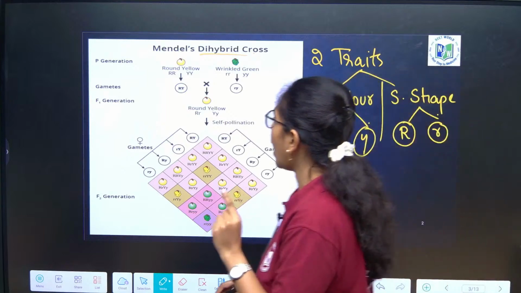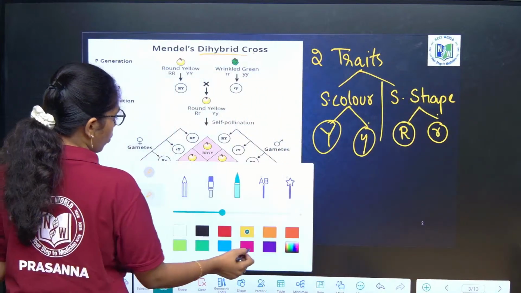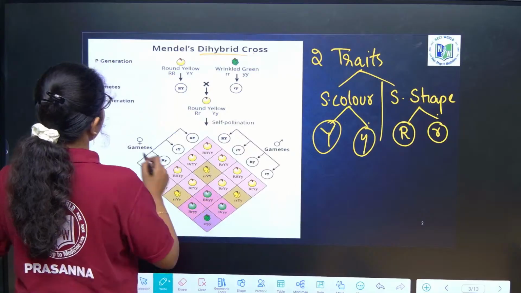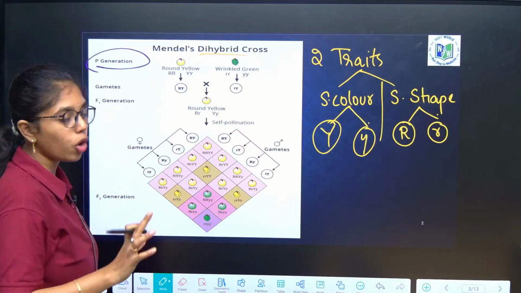Now how you have to look into this is, we all know that the parental generation is purely homozygous, yes or no?